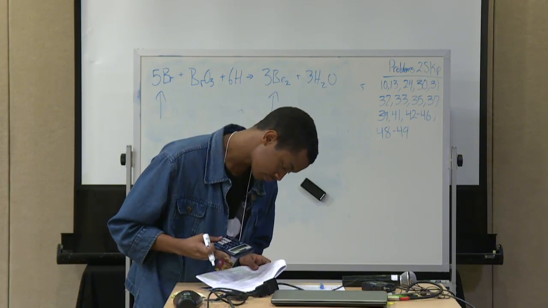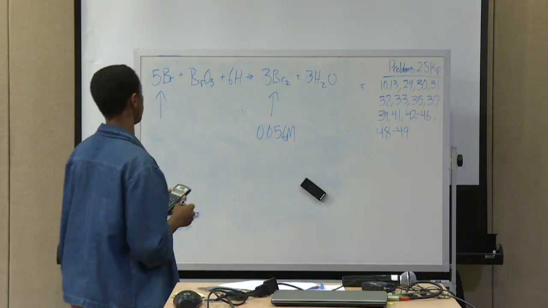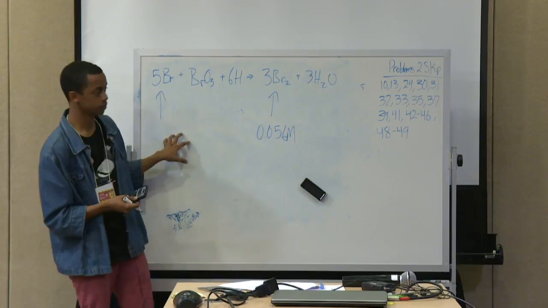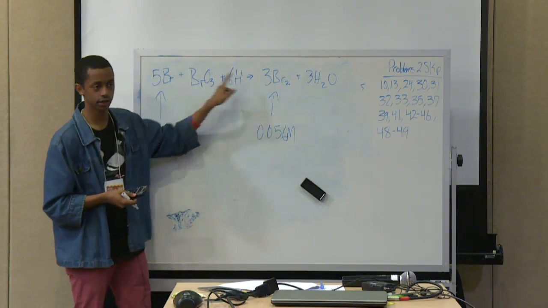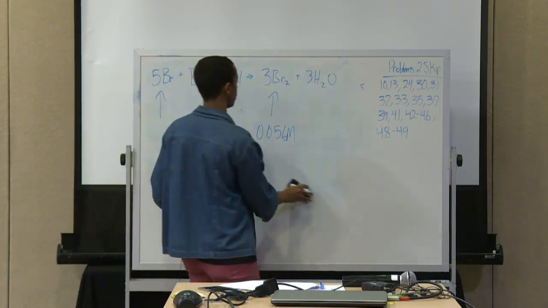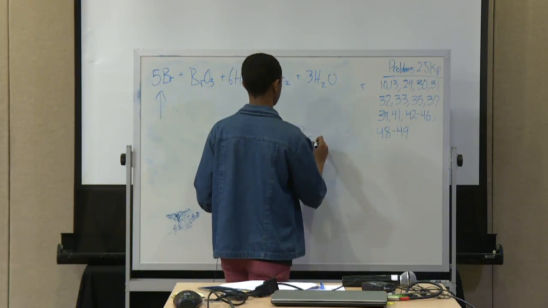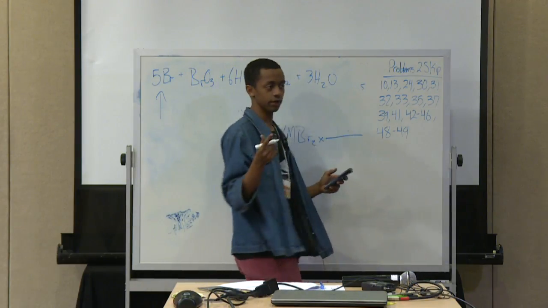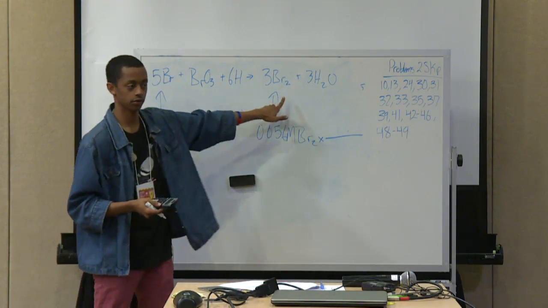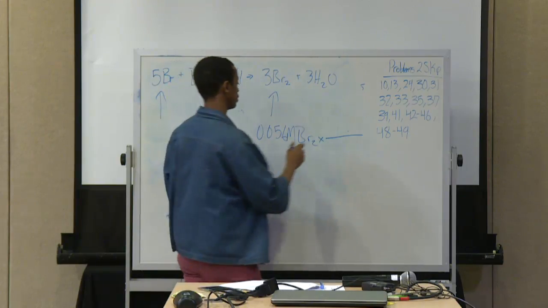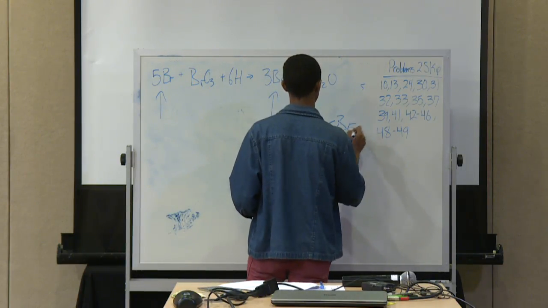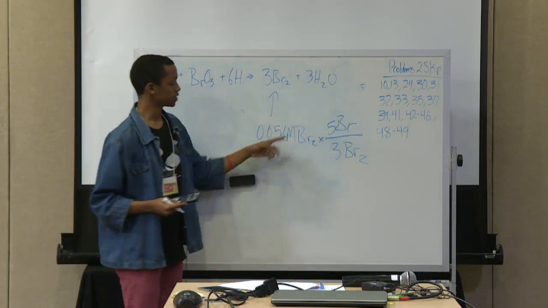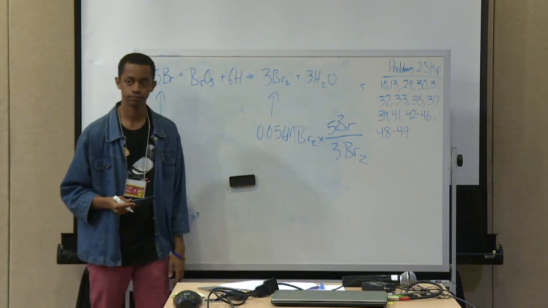Yeah, cool. Okay, so if I have the rate for this one, and I don't have the rate for this one, I want to relate molar coefficients, right? So if I'm going at this rate for Br2, what's the molar relationship between Br2 and Br? 5 to 3, right? There's 5 Br for every 3 Br2. So times 5 Br over 3 Br2. So this number times 5 divided by 3 is what?